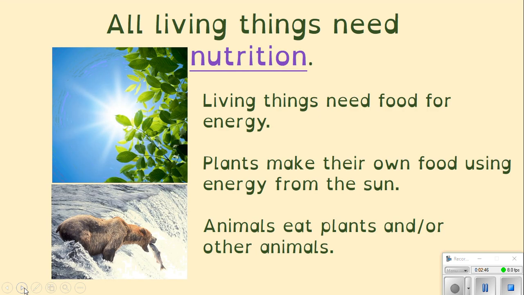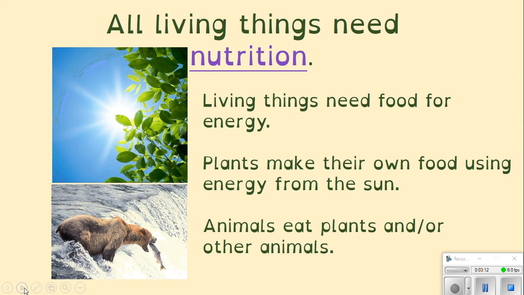Next thing. All living things need nutrition. So living things need food for energy. With our bodies, it's really important to eat nutritious food because that helps us grow and it gives us energy. If we need a boost of energy, we often go for something a little bit sugary because it gives us a burst of energy. But we know that we have to eat fruit and vegetables to keep us strong and healthy.